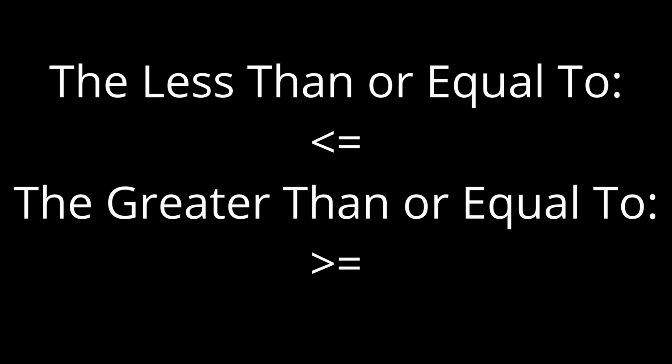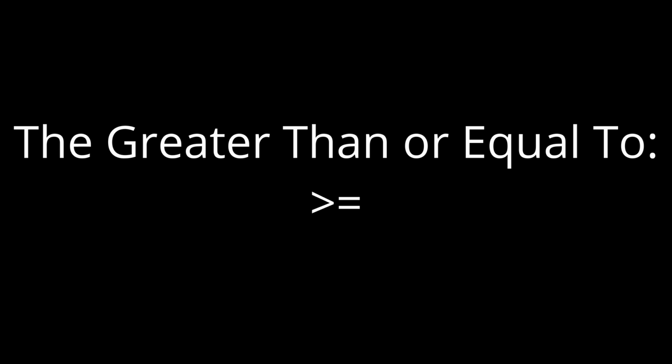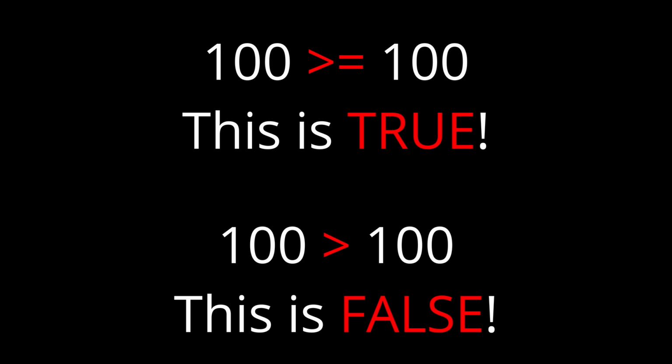And then you have these two symbols. You have an arrow pointing to the right and an equal sign. Now, this is the greater than or equal to symbol. So not only does it check if the value is bigger than the second value, it also checks if it's equal to as well. So for example, if value 1 is 100 and value 2 is 100, the greater than or equal to symbol would return true, because that operator is greater than or equal to. And in the same way, the smaller than or equal to sign works exactly like that.